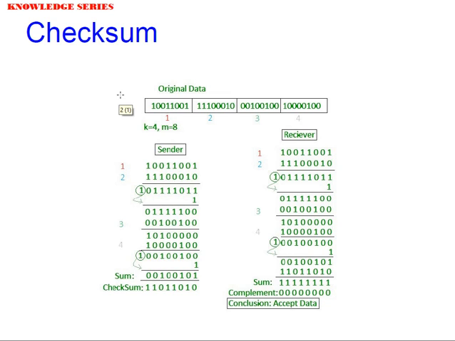If you see this example, the original data is shown over here, and what is the block size? Block size M is equal to 8, and how many blocks? K is equal to 4. That is what I was explaining with respect to sections. These are 4 sections, and each section has N bits.